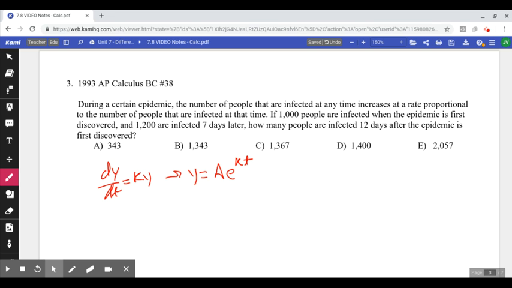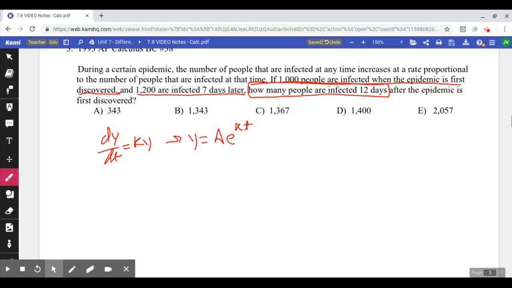The next part is going to give us probably some information that'll help us, and then also what the question is asking us to do. So here it says next, if 1,000 people are infected when the epidemic is first discovered, and 1,200 are infected 7 days later, how many people are infected 12 days after the epidemic is first discovered? So our question is asking us how many people are infected 12 days, or when t is 12, after the epidemic is first discovered. Let's see if we can use our given information to help us with this one.